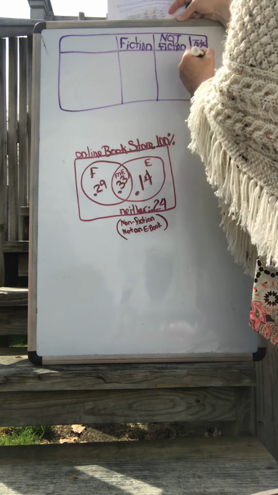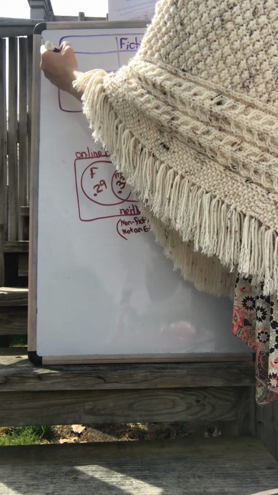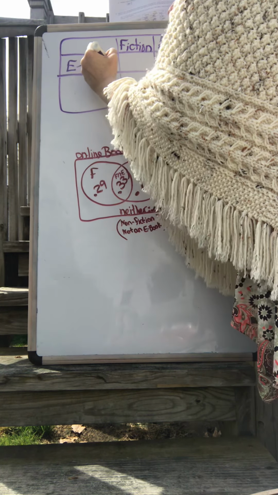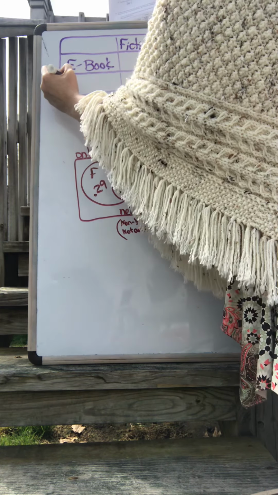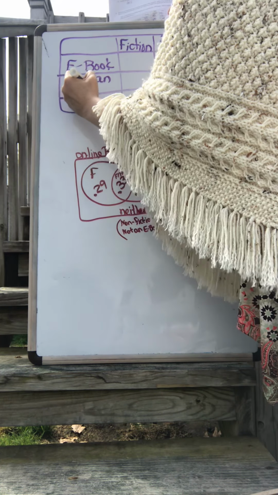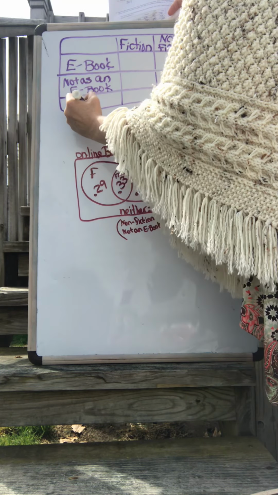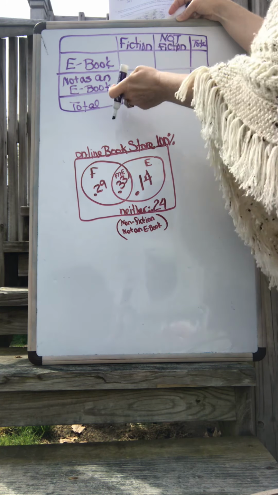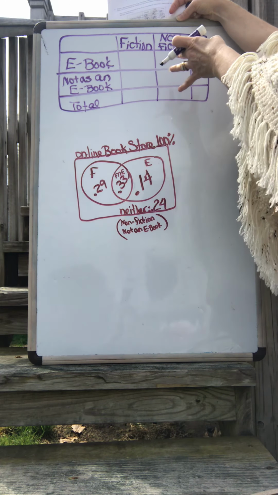And then we have that we can buy this as an ebook, or we can buy this not as an ebook, which would mean we're buying the actual book. And notice we have total down here. So this is why this is a two-way table, because we're taking two things, fiction, nonfiction, ebook, not an ebook. And we are looking at how things are working with this.